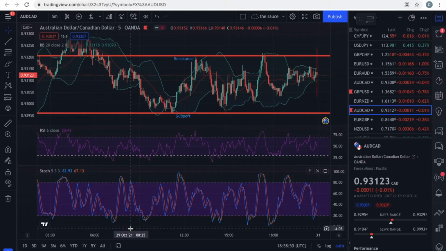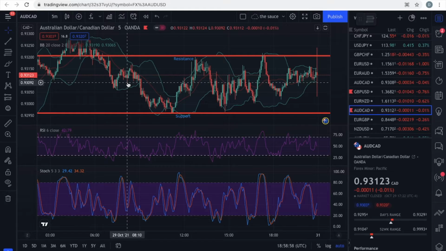All right, so we're on AUD CAD, and as you can see, the time frame I use is the 5-minute time frame. I basically marked up some support and some resistance areas here for the trading session that ended on Friday. Now, this is how I normally go to work and mark up my charts.